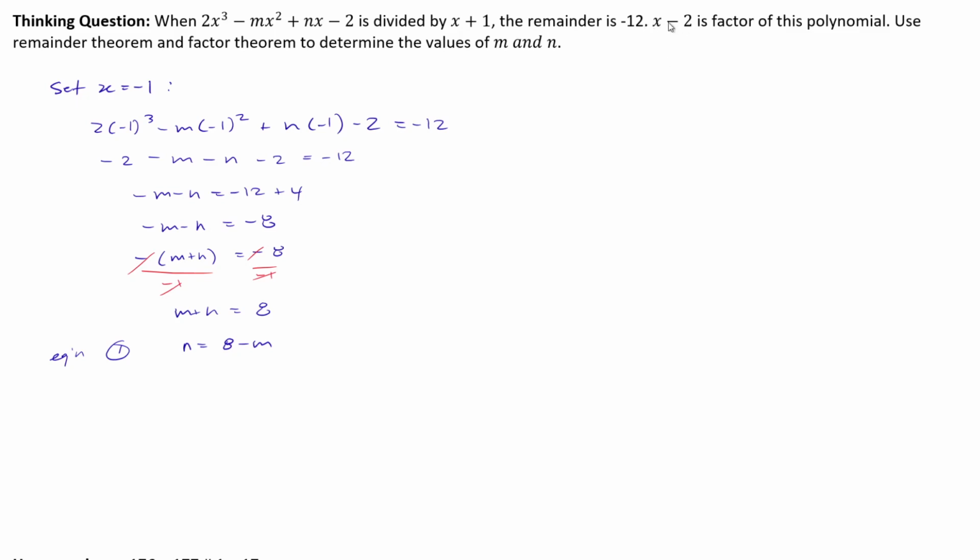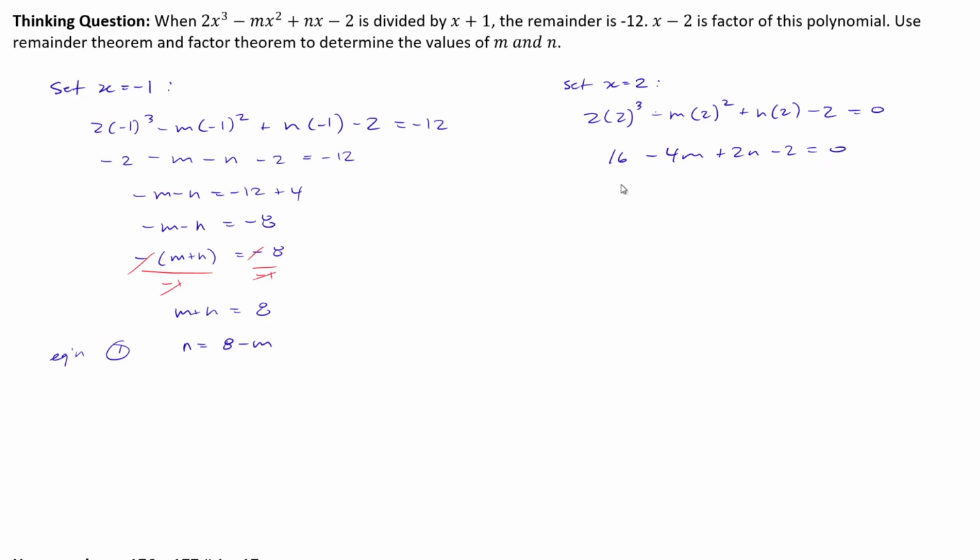Now, if I have x minus 2 is a factor of that polynomial, if I set x is equal to 2, then this should return a remainder of 0 because it is a factor of the polynomial. So let's evaluate this. 2 times 2 to the power of 3 minus m 2 squared plus n times 2 minus 2, and that is equal to 0. So this is actually 2 to the power of 4, right? So that's 16 minus 4m plus 2n minus 2 is equal to 0.